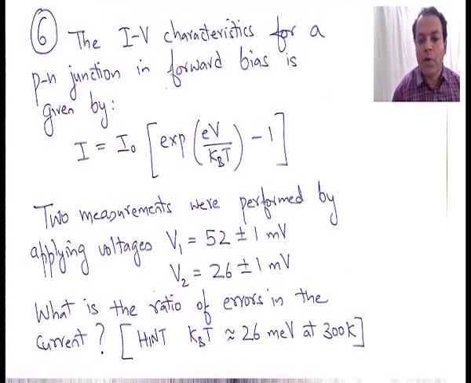To simplify the problem, I have chosen the values of the voltages to be 52 and 26, and the reason is given in the hint here. kBT, kB being the Boltzmann constant, T being the absolute temperature, their product has dimensions of energy, and its value, when you take the Boltzmann constant, multiply it with 300 Kelvin and divide it by 1.6 into 10 to the minus 19 to convert joules to electron volts, you will get the value as 26 milli electron volts, that is 26 into 10 raised to minus 3 electron volts at 300 Kelvin. So that is the hint given. Let's proceed with the solution.